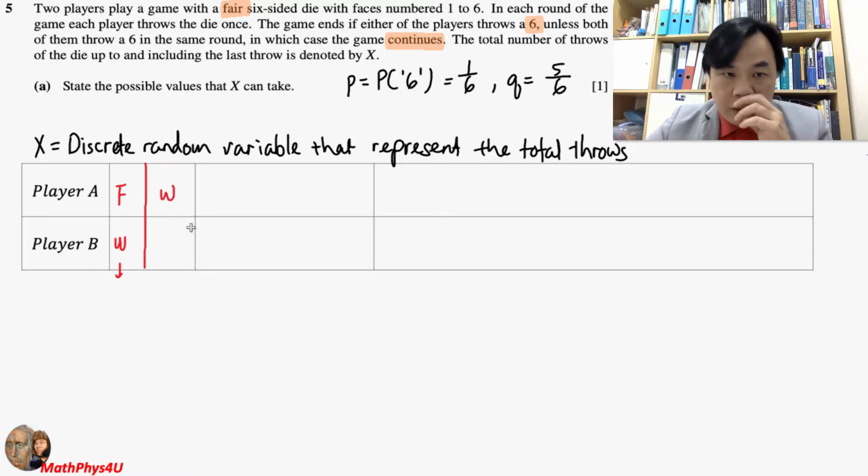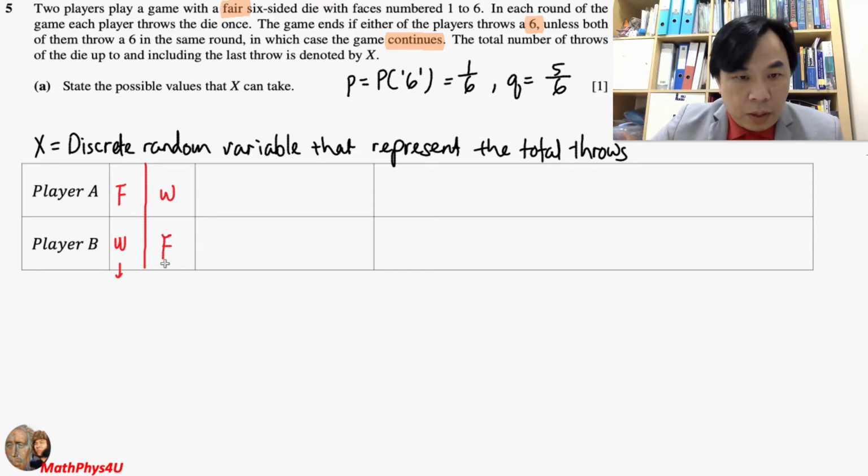So therefore, player A would win, provided that player B gets a non-6 in this case, or maybe getting a 5, getting a 4, and so on and so forth. So in the second round, for instance, you can see that there are also a total number of 2 throws there. These are the only 2 possibilities for the game to end with one player winning, where in both the number of throws is 2.